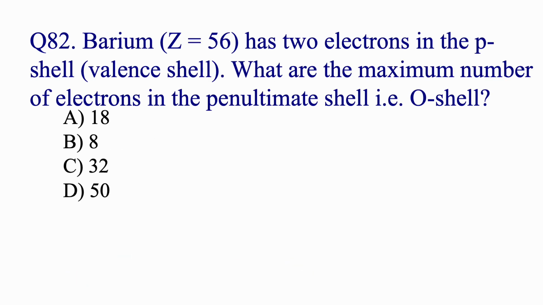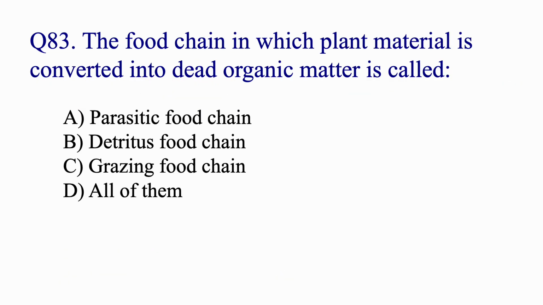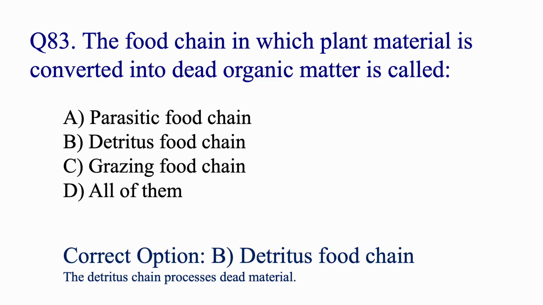Barium, Z is equal to 56, meaning which has atomic number is equal to 56, has 2 electrons in the P shell, valence shell. What are the maximum number of electrons in the penultimate shell, i.e. O shell? 8. The food chain in which plant material is converted into dead organic matter is called detritus food chain.